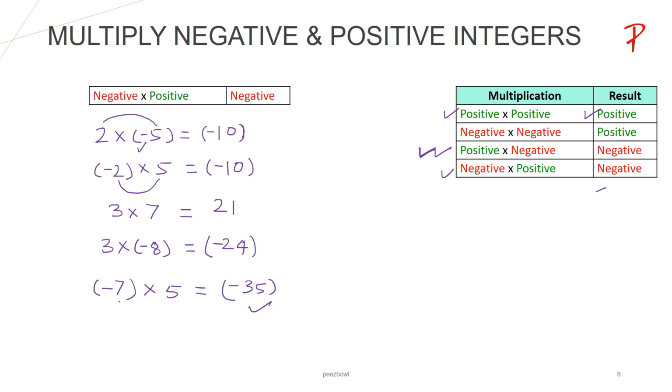So we have multiplied both the integers, and we added a minus sign to the result, and that's how it works, right? Hope this is clear to you. Please take more examples and see how multiplication works.